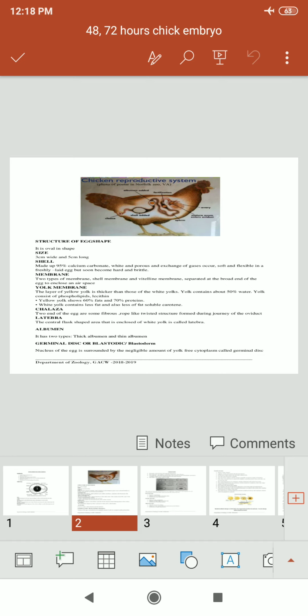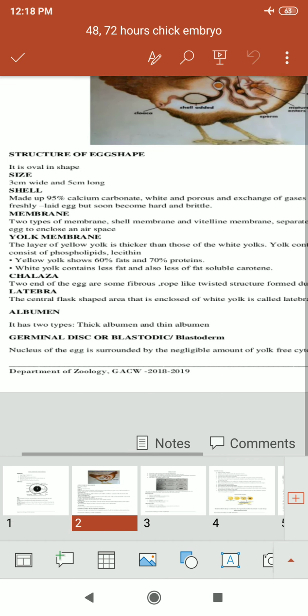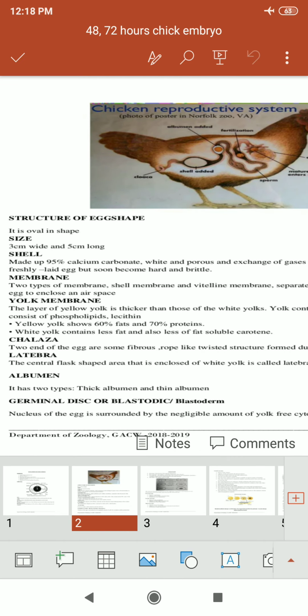So you can see this chalaza, the two ends of some fibers, rope-like twisted structures, formed during the journey through the oviduct. The latebra, the central flask-shaped area enclosed by white yolk, is called the latebra. The albumin has two types, thick albumin and thin albumin. The germinal disc or blastodisc: the nucleus of the egg is surrounded by a negligible amount of yolk and the free cytoplasm called the germinal disc.